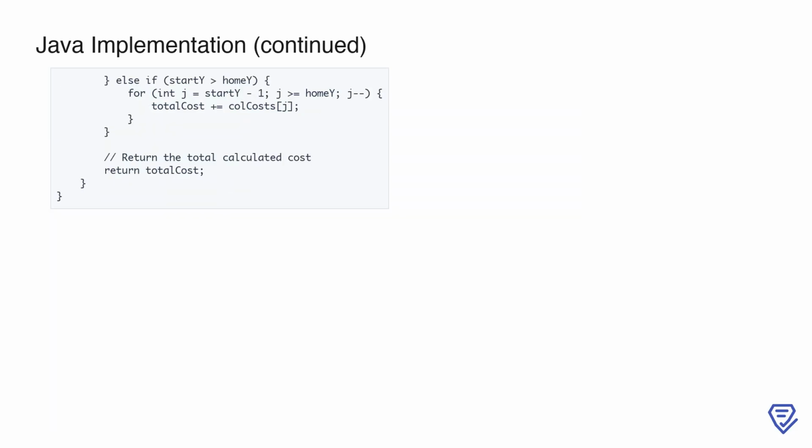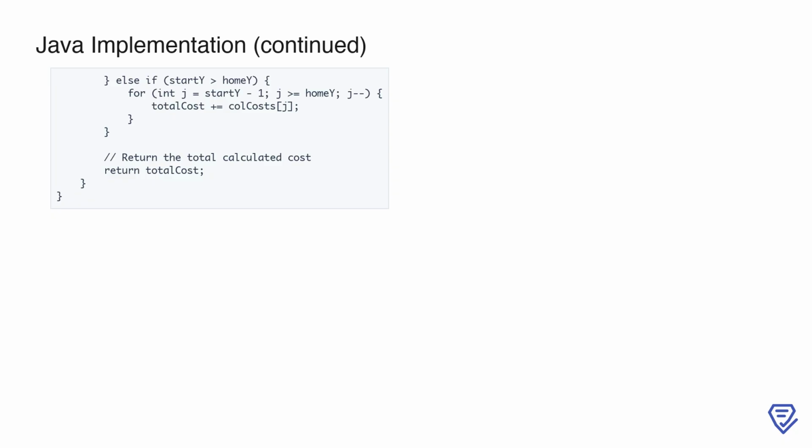Now, after calculating the vertical movement cost, we proceed to determine the horizontal cost of moving column-wise from the starting column to the home column. If the starting column, start_y, is less than the target column, home_y, we iterate forward through the columns, adding the corresponding column costs to total_cost. On the other hand, if start_y is greater than home_y, we move leftward by iterating in reverse and accumulating the column costs.